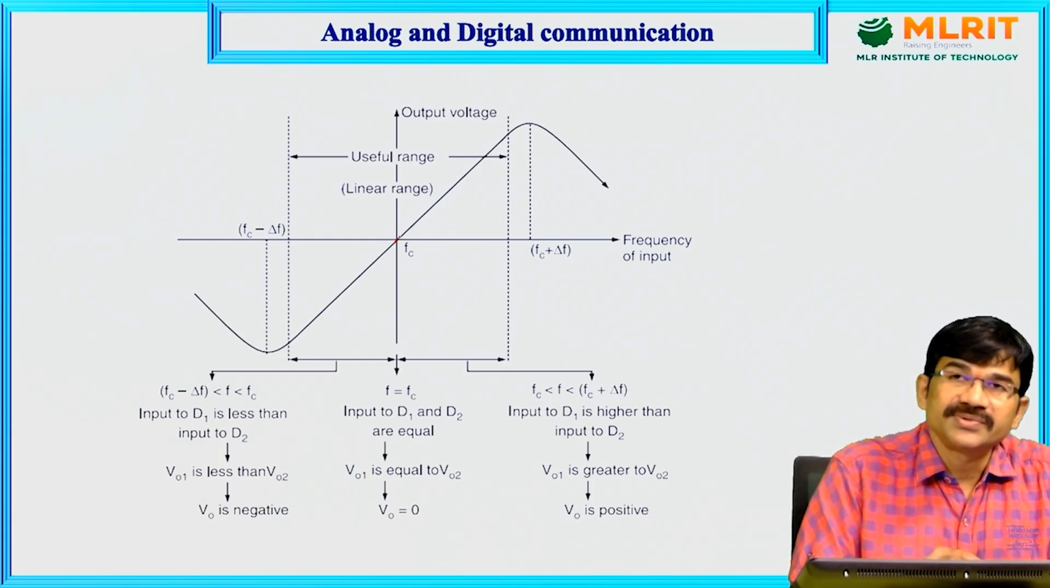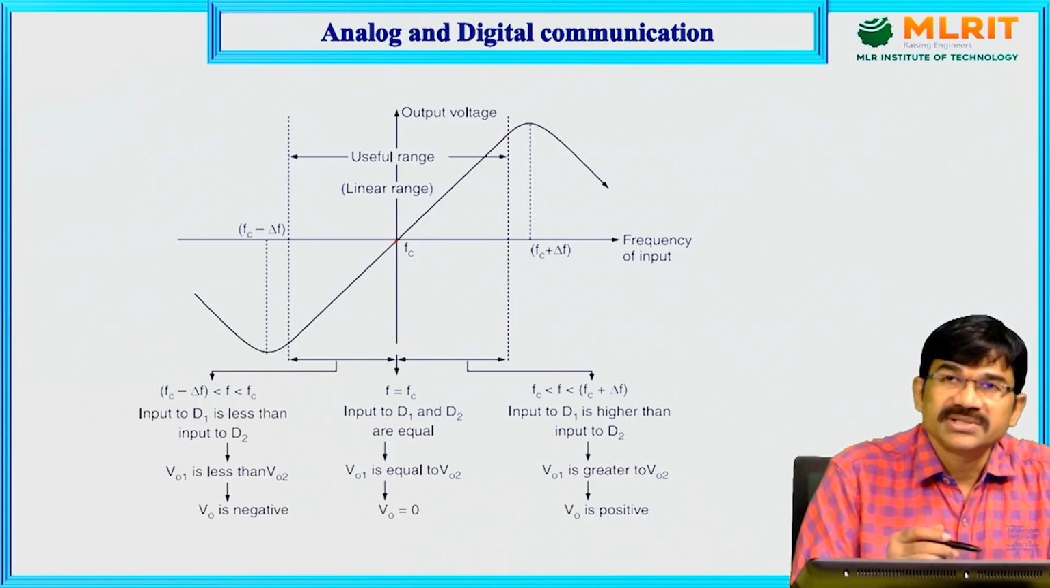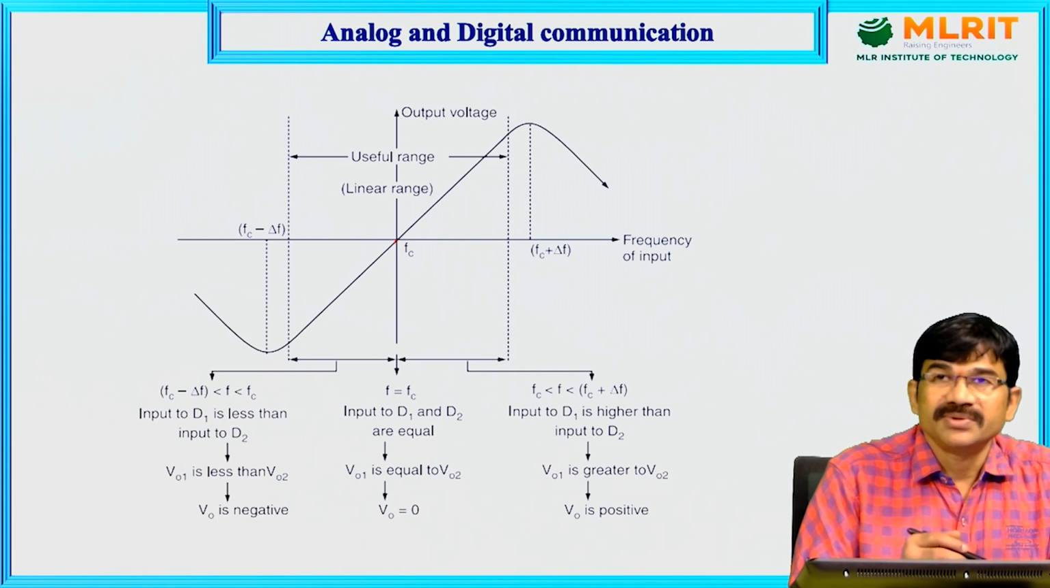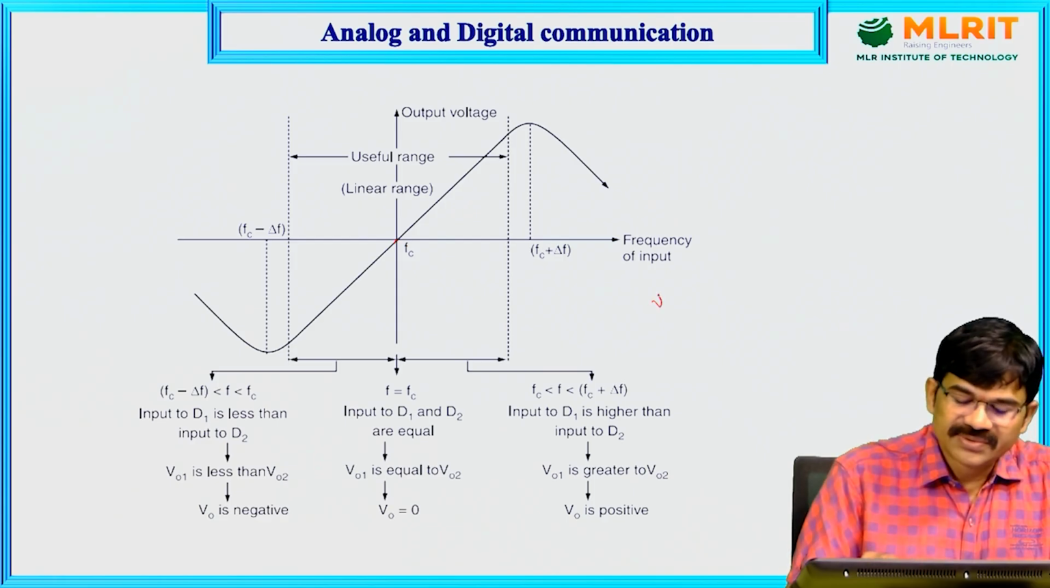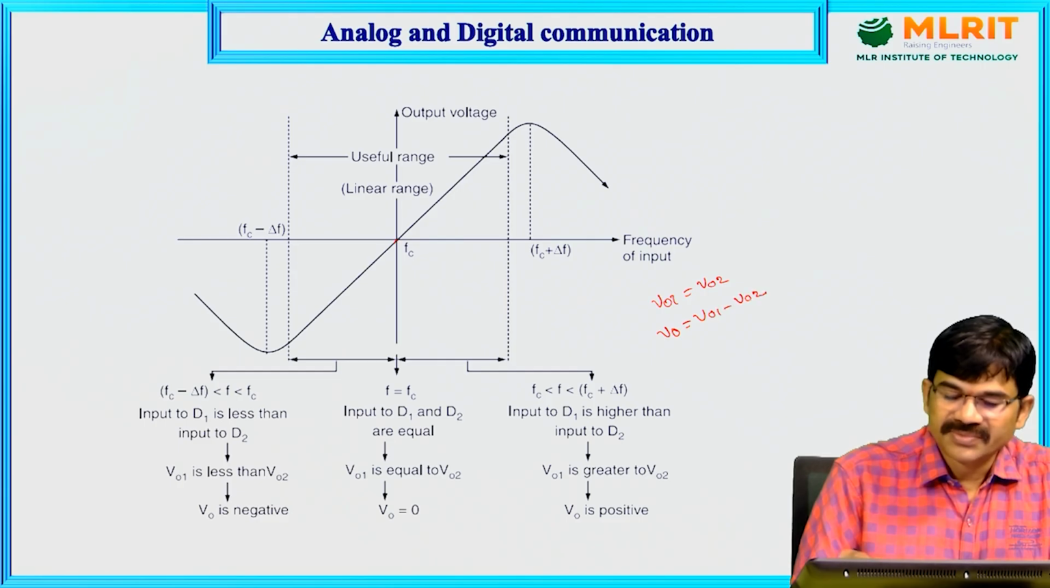If it is tuned to fc, the upper diode value V01 is equal to V02, the lower circuit value. Both are the same. As per the center tap transformer principle, the output we get is V0 equal to V01 minus V02. So finally, if it is tuned to fc, V01 equals V02, and V0 equals V01 minus V02, which is 0.